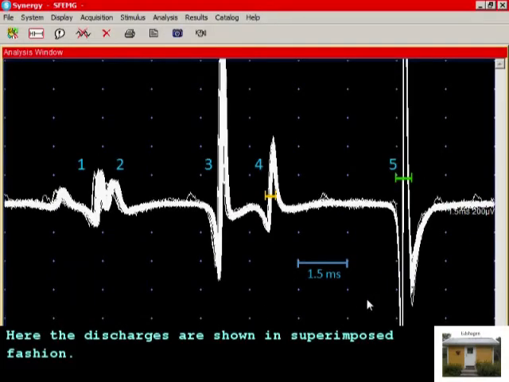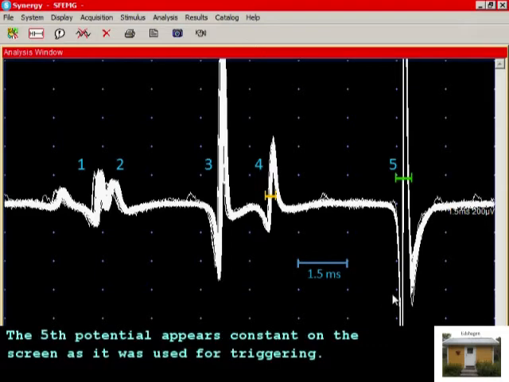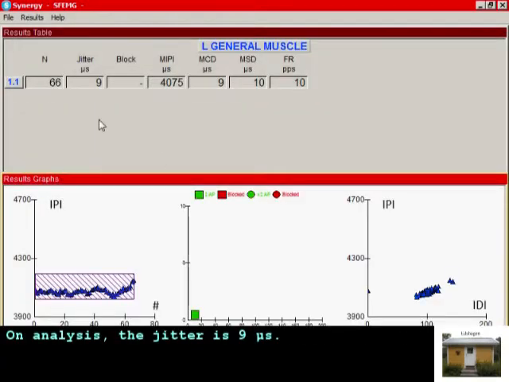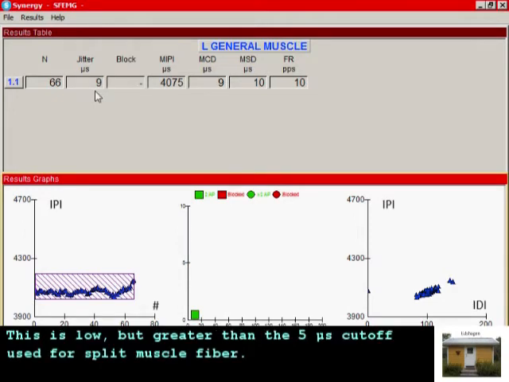Here the discharges are shown in superimposed fashion. The 5th potential appears constant on the screen as it was used for triggering. The 4th potential shows a good superimposition, but a slight jitter. On analysis, the jitter is 9 microseconds. This is low, but greater than the 5 microsecond cutoff used for split muscle fiber.